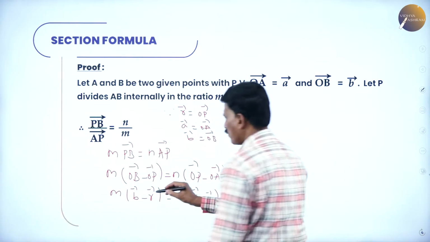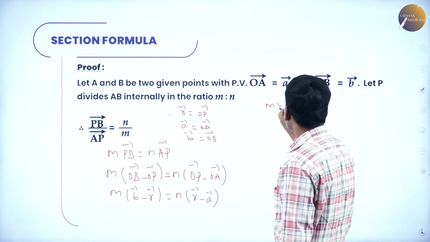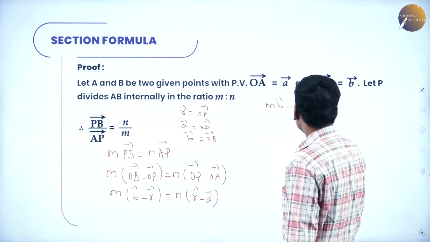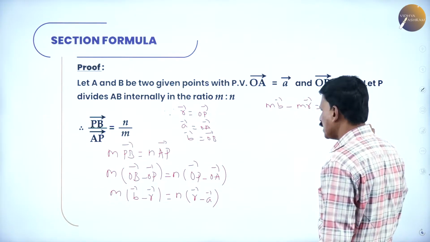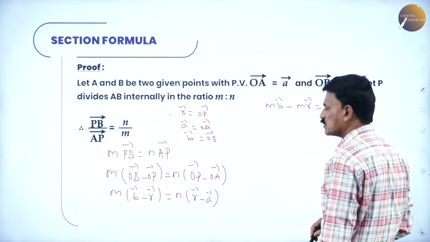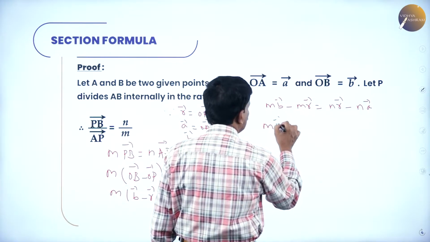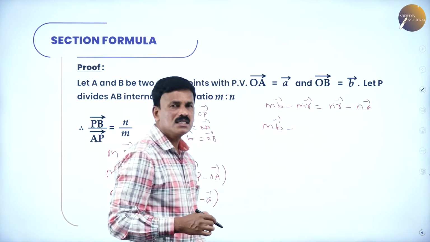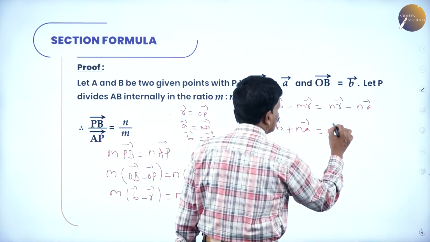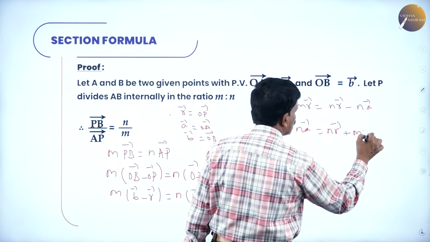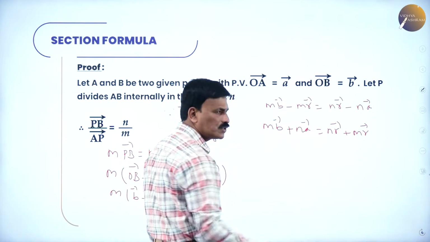Simplify this. Multiply this by m and this by n: m into vector B minus m into vector R is equal to n into vector R minus n into vector A. Now transfer this m into vector B to the left hand side, minus n into vector A becomes plus n into vector A, is equal to n into vector R. Transfer this, minus becomes plus mR.